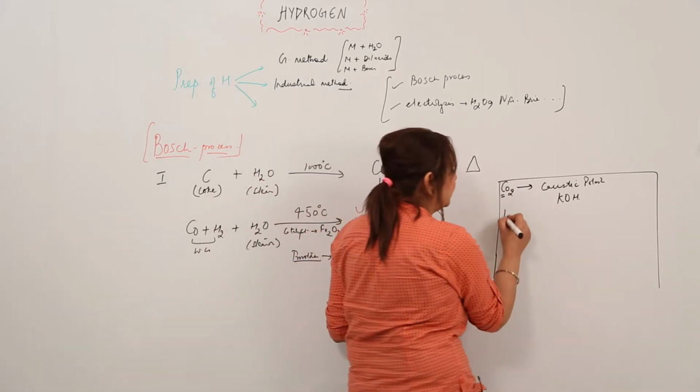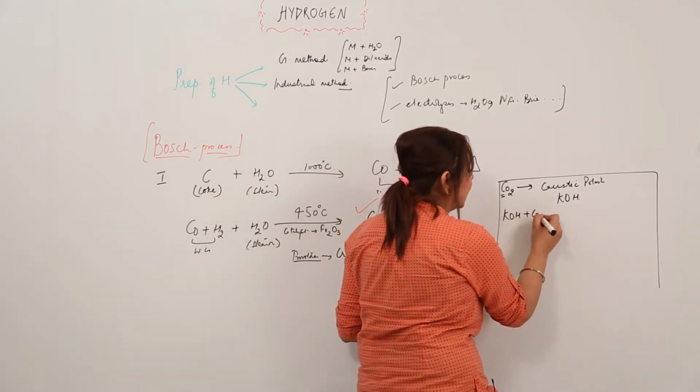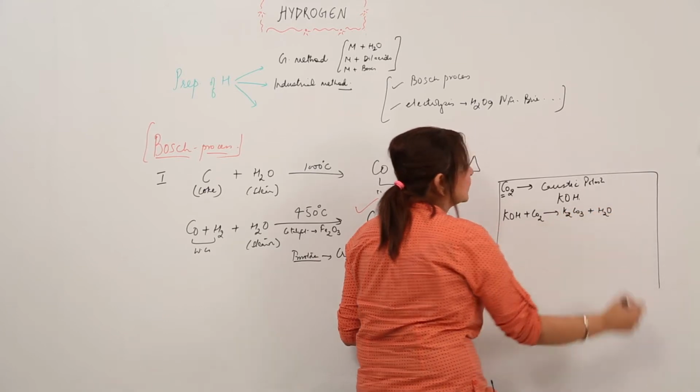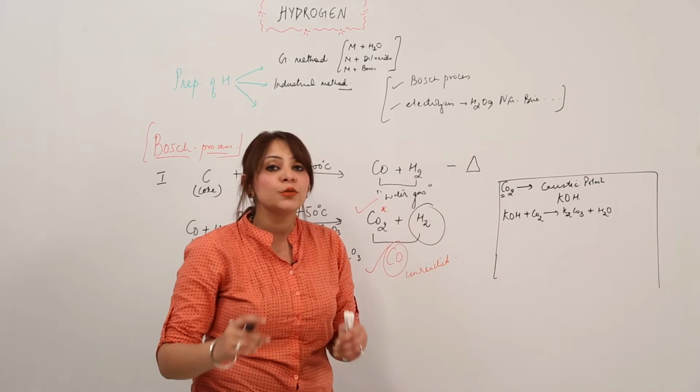So how is this caustic potash going to act? It will react with the carbon dioxide, leading to the formation of potassium carbonate, and along with that water will be formed. So that means CO2 is now removed.